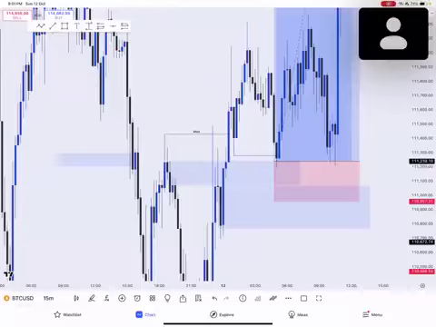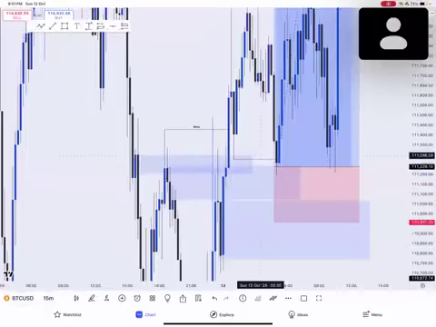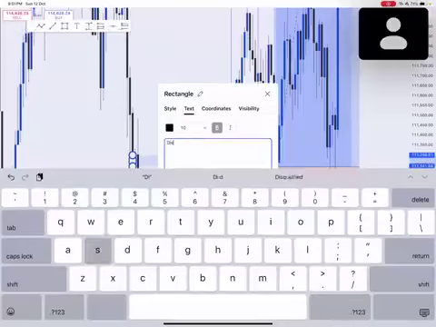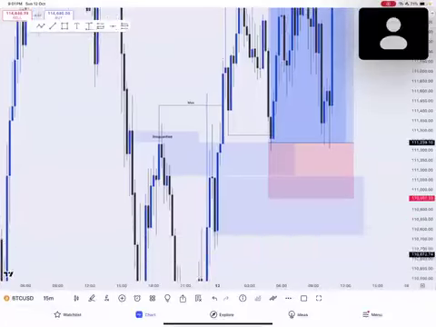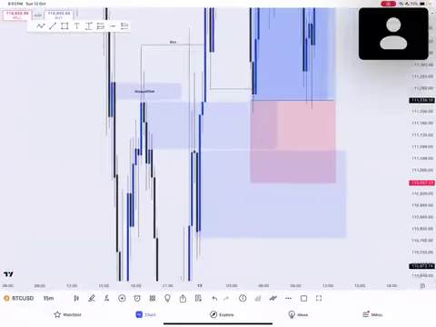Third rule, the point of interest needs to be unmitigated. When the market was creating the inducement, it touched this breaker block up here and mitigated it. So automatically, I'm disqualifying this breaker block and it's no longer part of the entry. Disqualified. Which now leaves me with what? This breaker here and this other block down here.